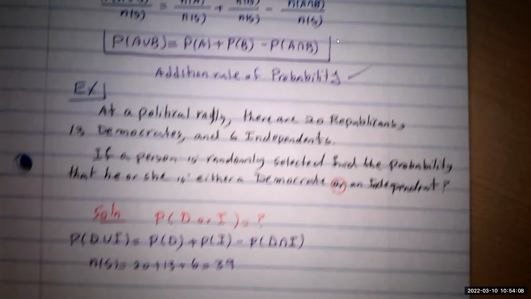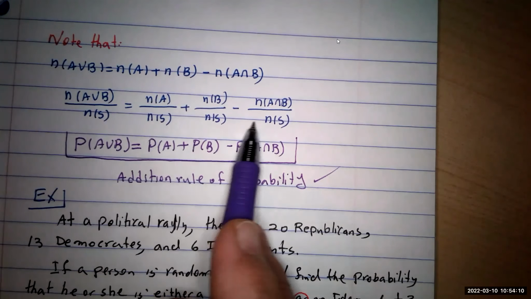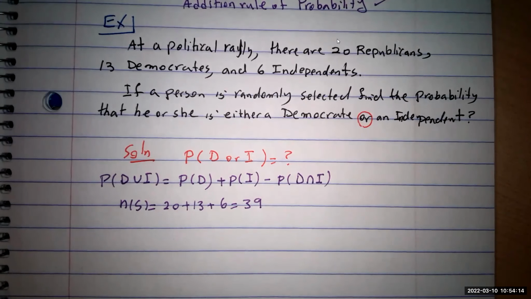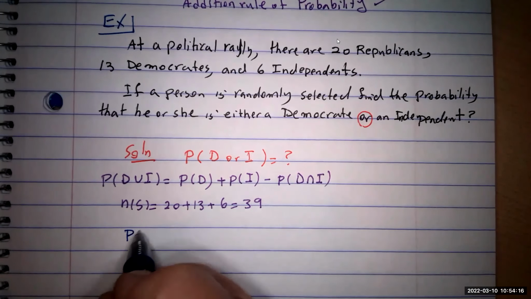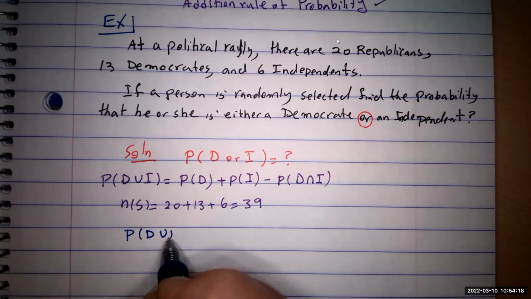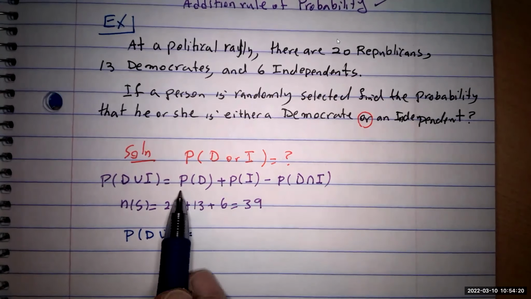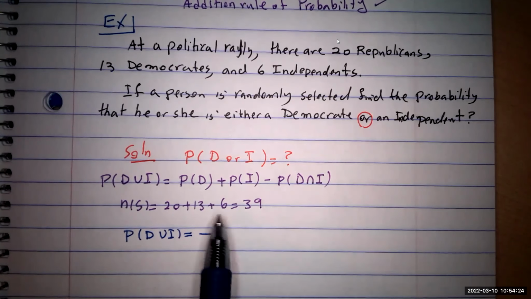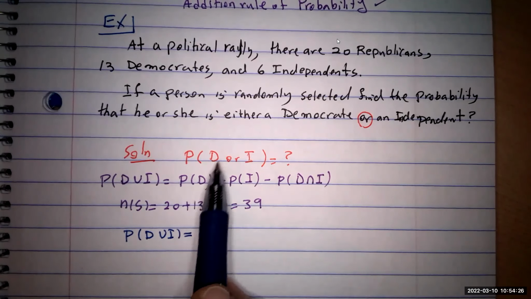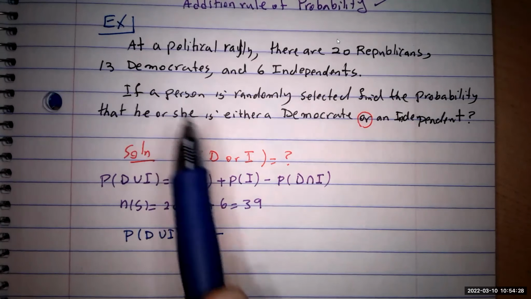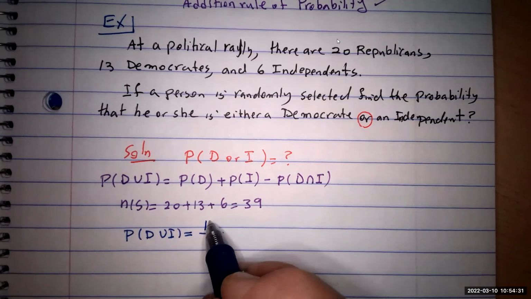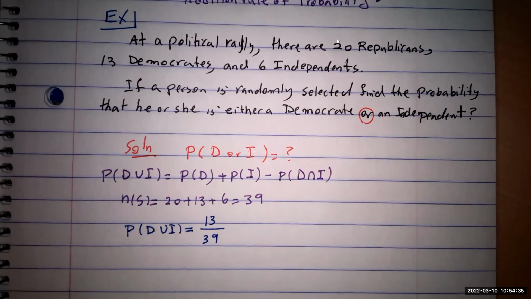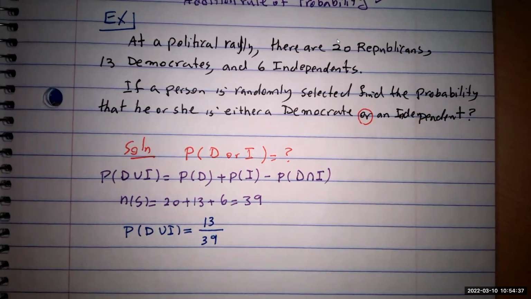Because you need to use that formula, as you see, to find the probability of each one of them. So there you are. What's going to be the result? Probability of Democrat or independent is equal to probability of getting a Democrat. How many Democrats do you have? In this case, we have 13 Democrats. It's going to be 13 out of the total number, which is 39. So 13 out of 39, we get the Democrats.